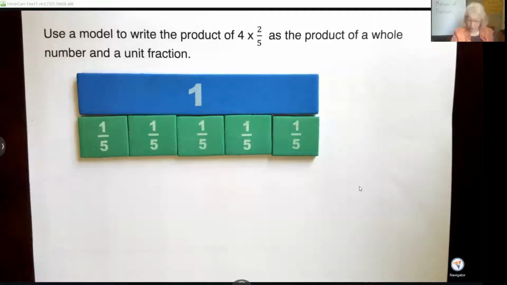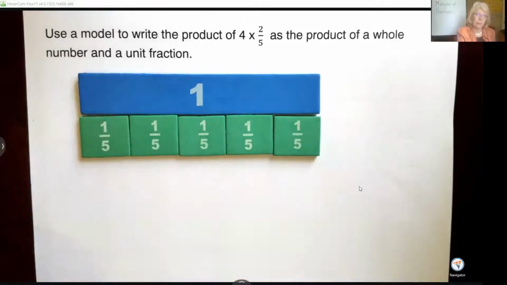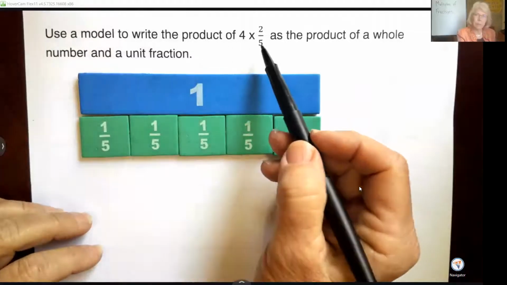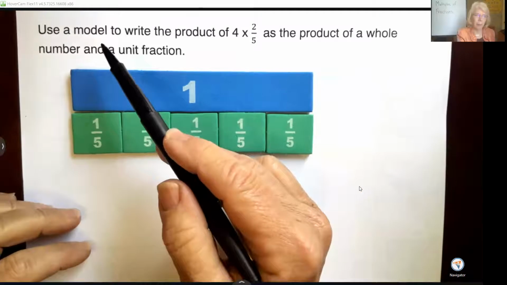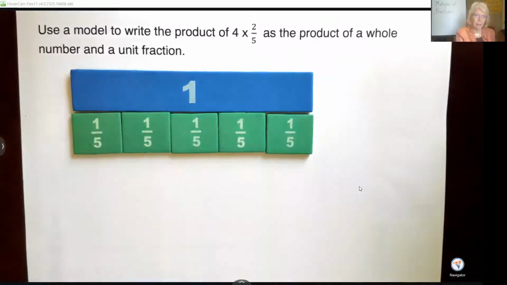So let's get started, and here is our first statement, which is use a model to write the product of 4 times 2/5 as the product of a whole number and a unit fraction. Oh my goodness, what does that mean? Those are a lot of words.